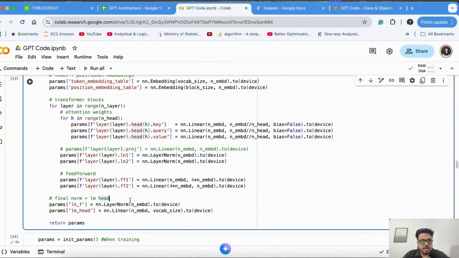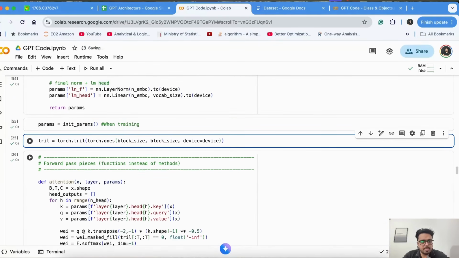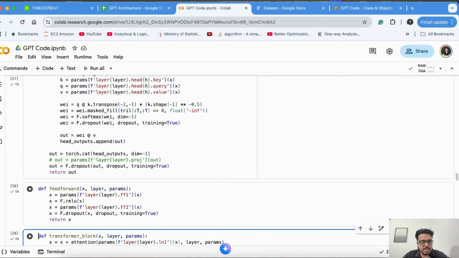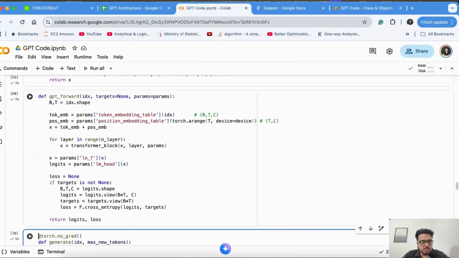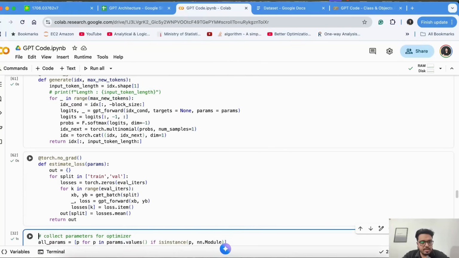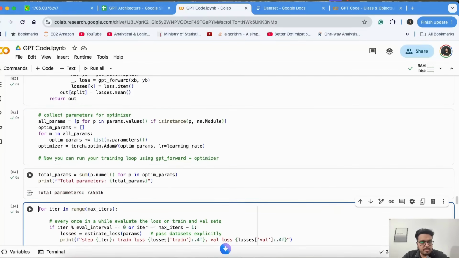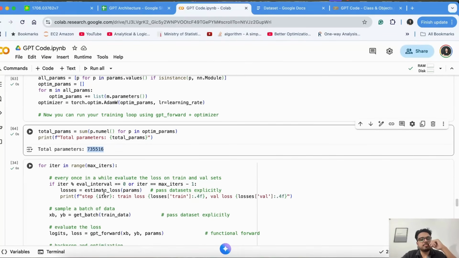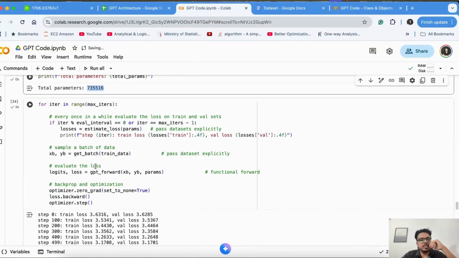I think the other parts remain the same. Okay, all the other parts remain as they are. So let's quickly see how many parameters we have. See, the number of parameters has gone up considerably. Now we have close to 73, so this is like 7.3 lakhs. Okay, so now let's run the training.